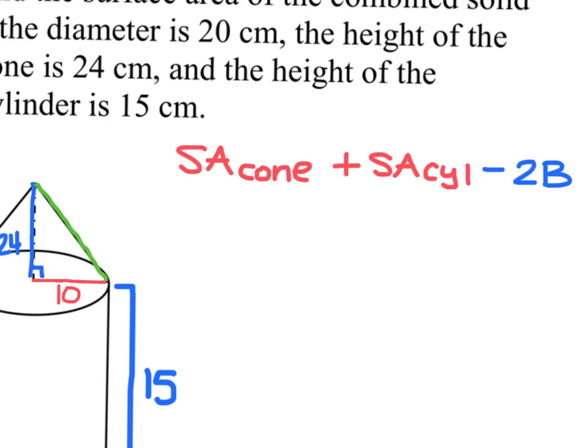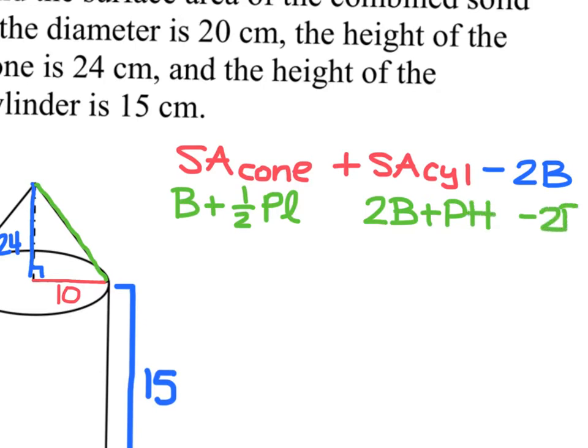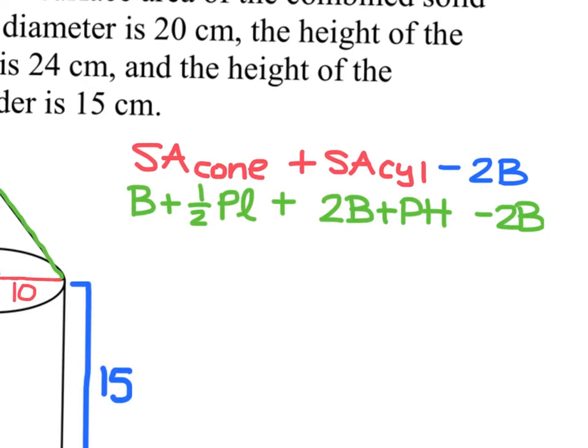All right, let's write our formulas. The surface area of the cone is base plus half PL. The surface area of the cylinder is two bases plus perimeter times height, and we're still subtracting out the two bases. Now, you might notice that here we have plus two bases, and here we have minus two bases. Those are going to cancel each other out, because if I have two bases and I subtract two bases, I'm left with nothing. So I'm going to cross those out so that I don't have to do additional work.